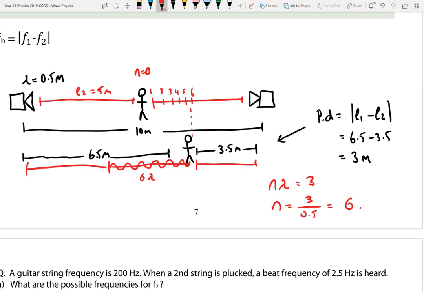So he's going to hear it loud, then quiet, then loud, then quiet, then loud, then quiet, then loud, then quiet, then loud, then quiet. Okay? So N6 is also telling us how many regions he's moved through. So he's moved through 7 loud and 7 quiet.